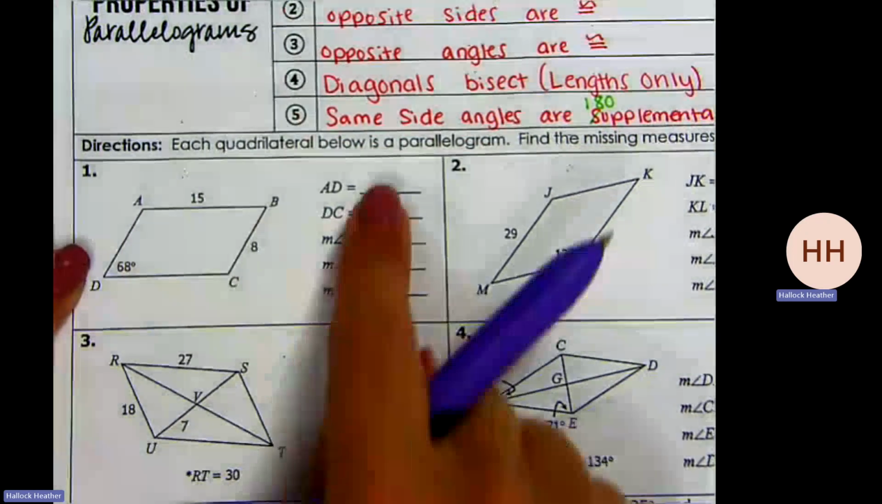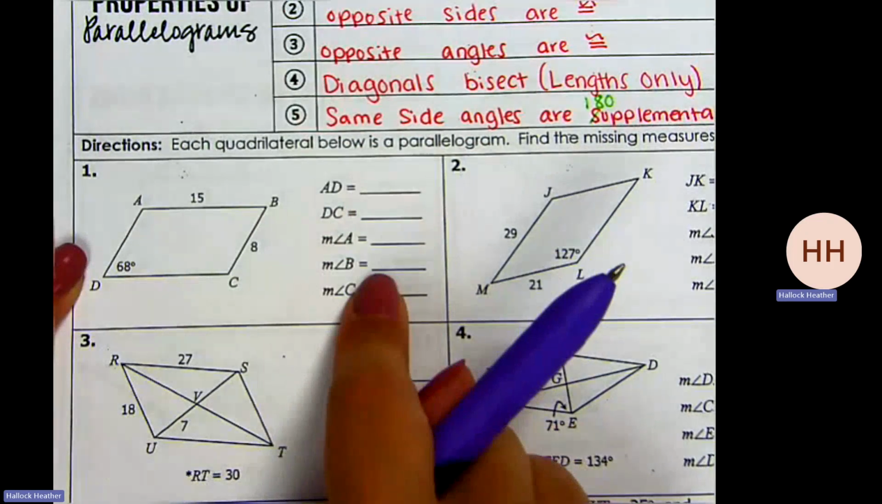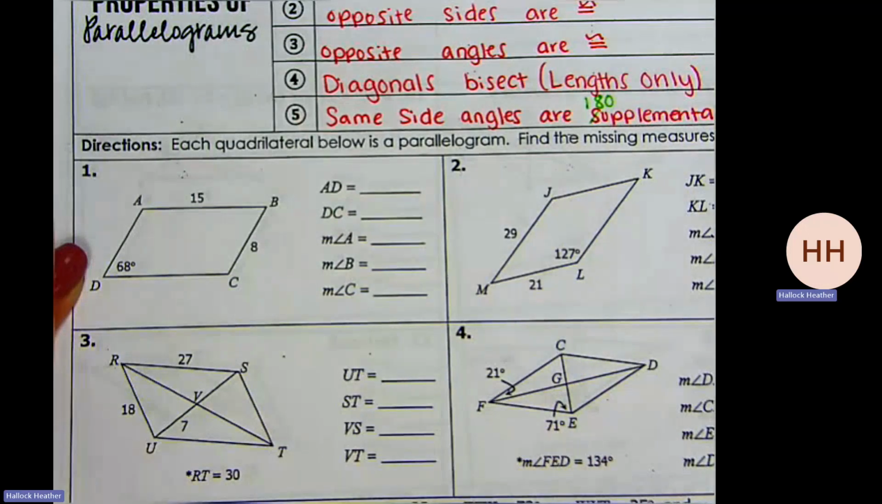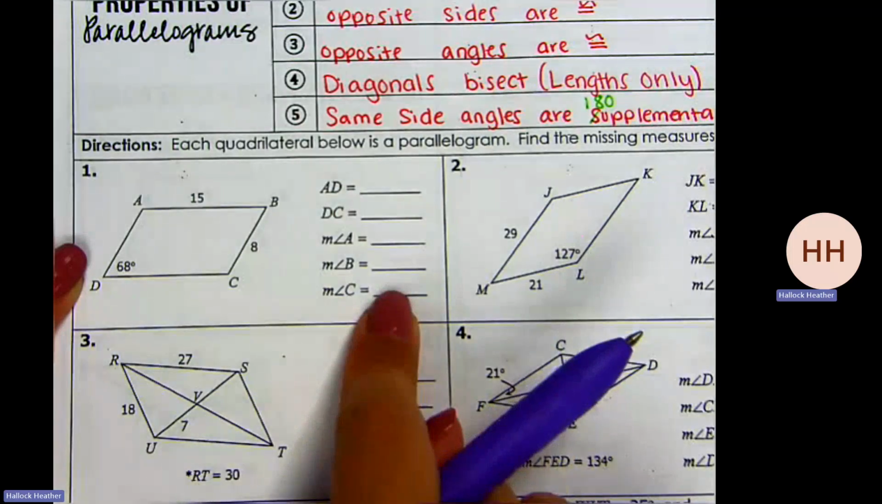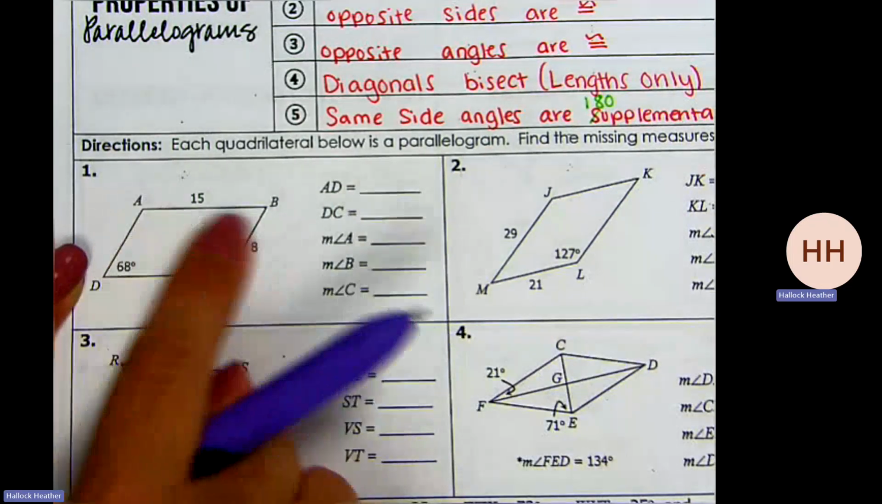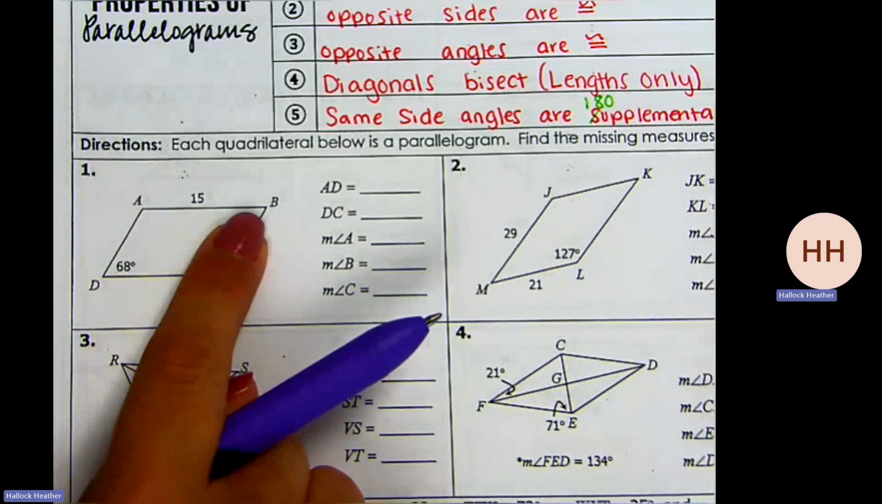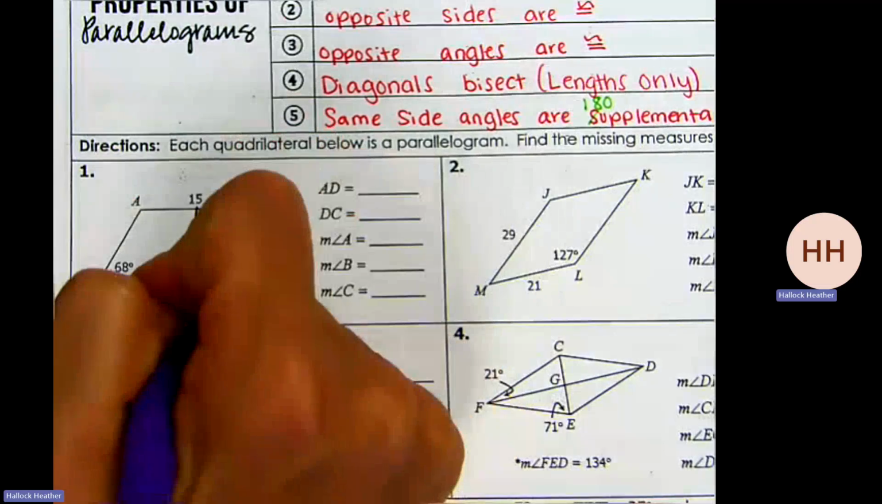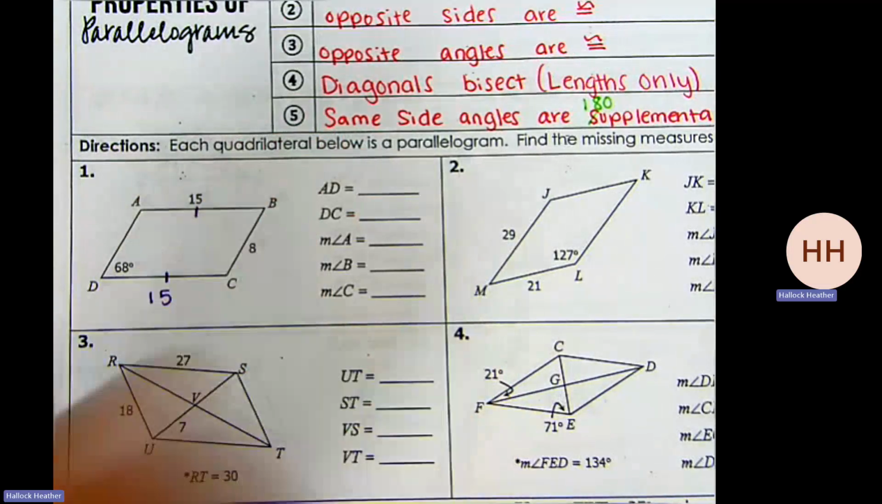So looking at all of this is kind of overwhelming. I wouldn't look at this. I would just fill in what I can on the picture and then go back and look at these later. So if I know that the top is 15, I know that the base is also going to be 15 because this part is congruent to this part. So I'm going to put a 15 down here.